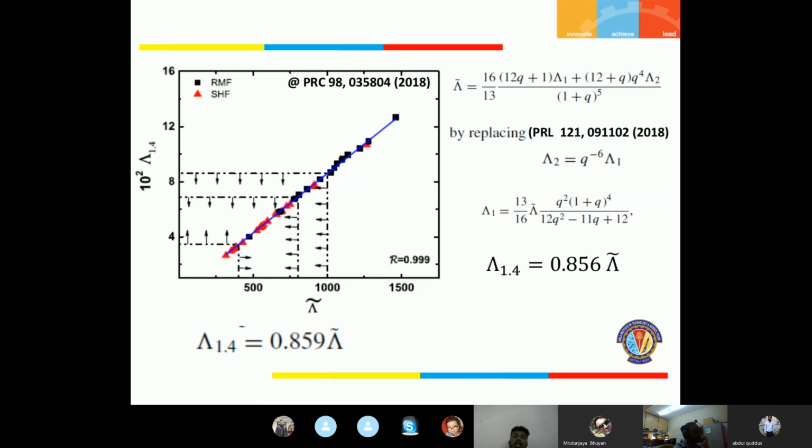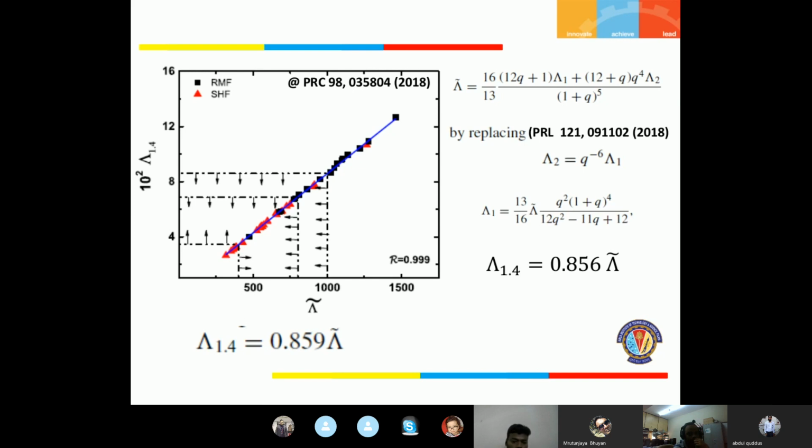tidal deformation for single stars, because LIGO can give us very precisely the effective tidal deformation of both the stars. So now, what we have done is a correlation study. One can see that the effective tidal deformation is given by the equation: 16 by 13 into (12q plus 1) lambda 1 plus (12 plus q) to the power 4 lambda 2, divided by (1 plus q) to the power 5, where q is nothing but m2 by m1.